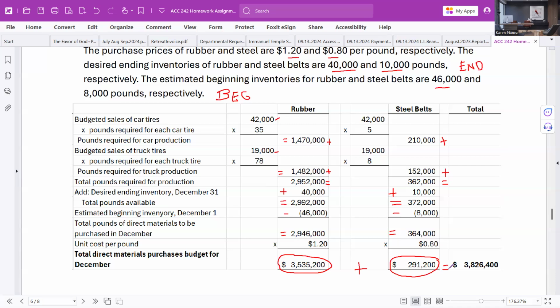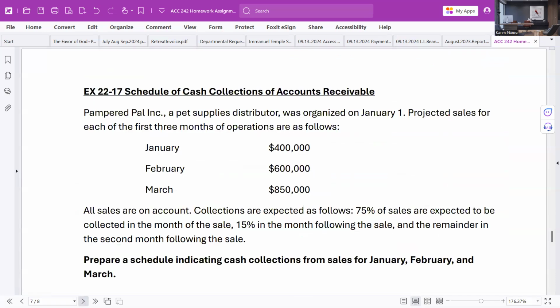Now let's switch gears and look again at cash. But we're going to focus on cash receivables, cash that's being received for sales that are made on account. So the receivables. And that's going to take us to exercise 2217. So let's talk first about the collection pattern.